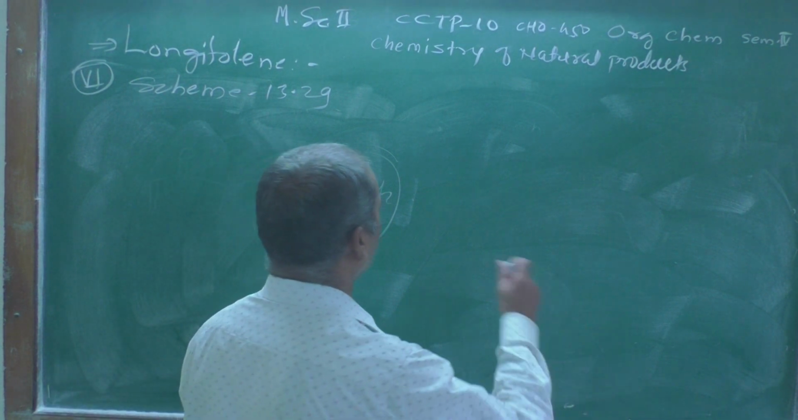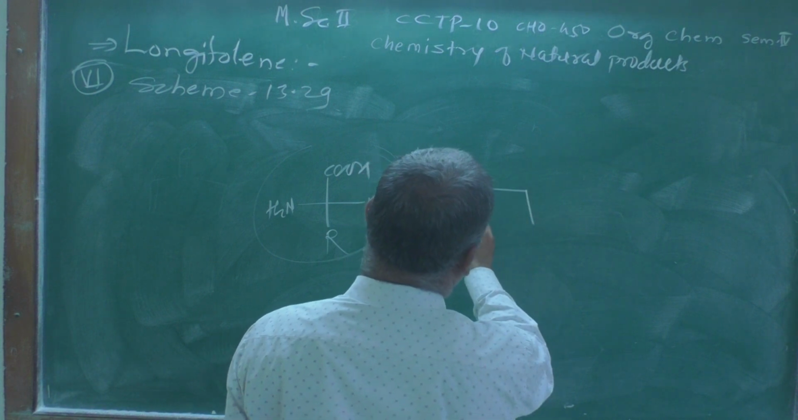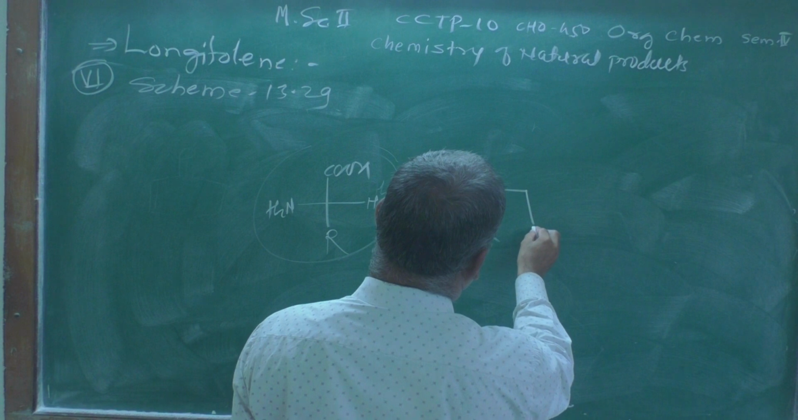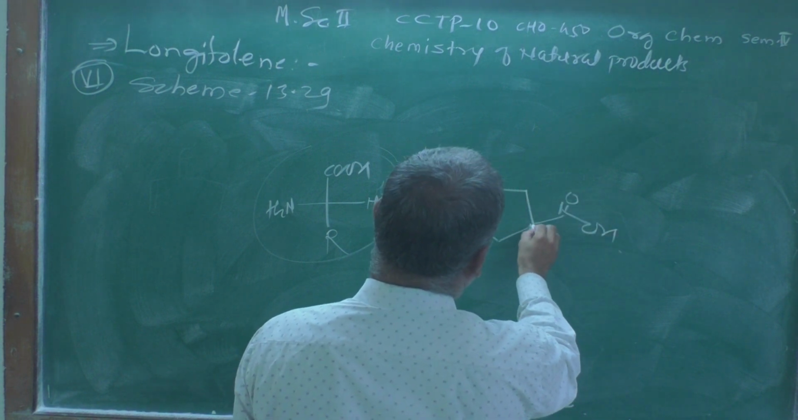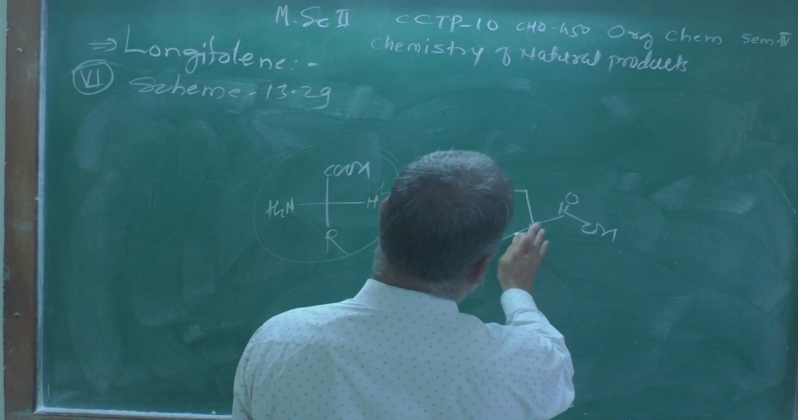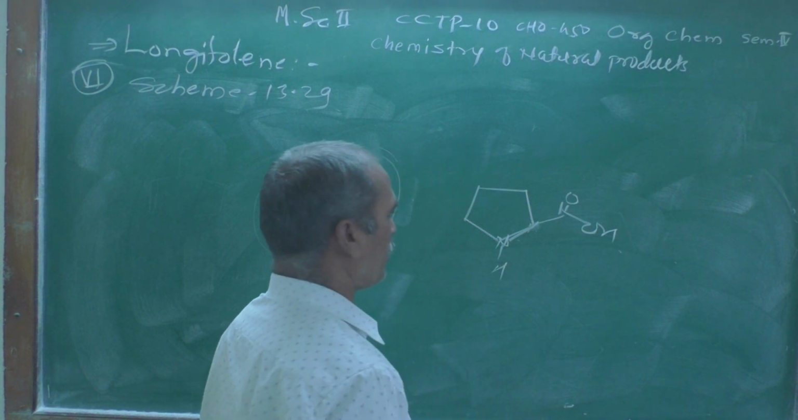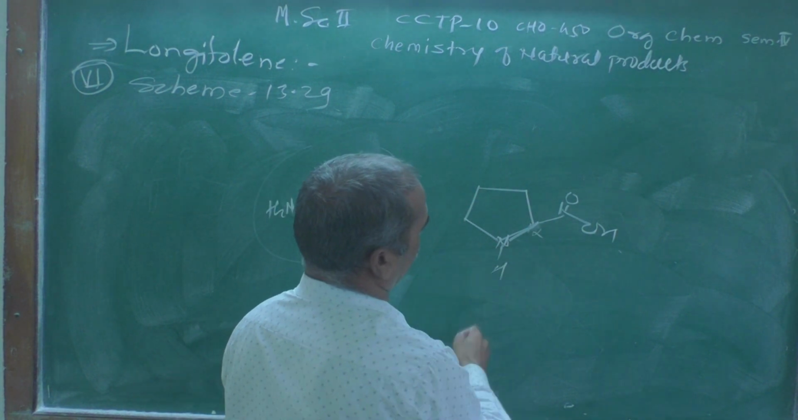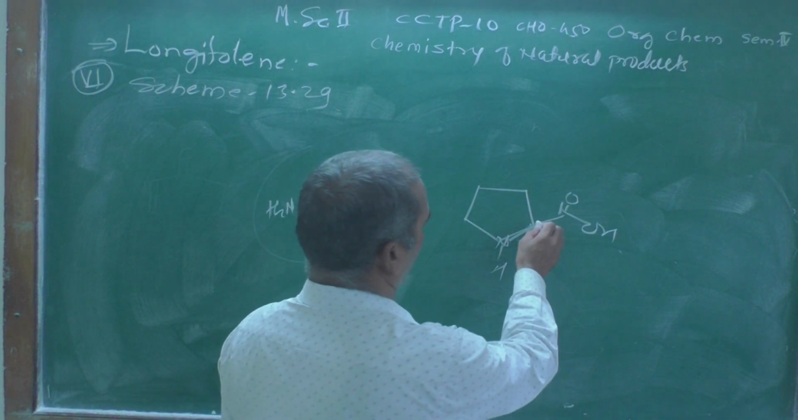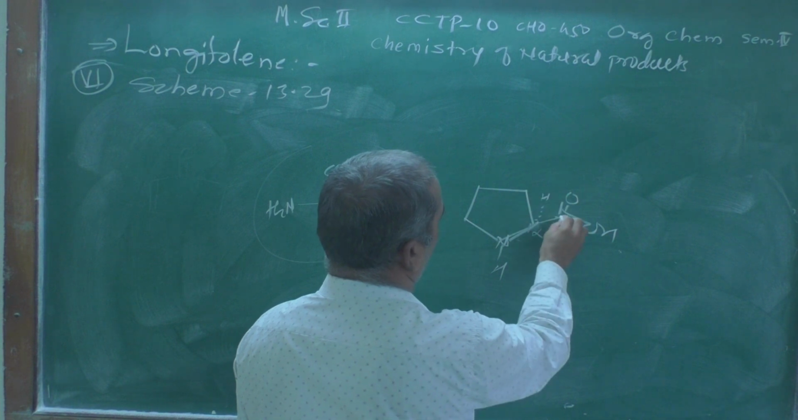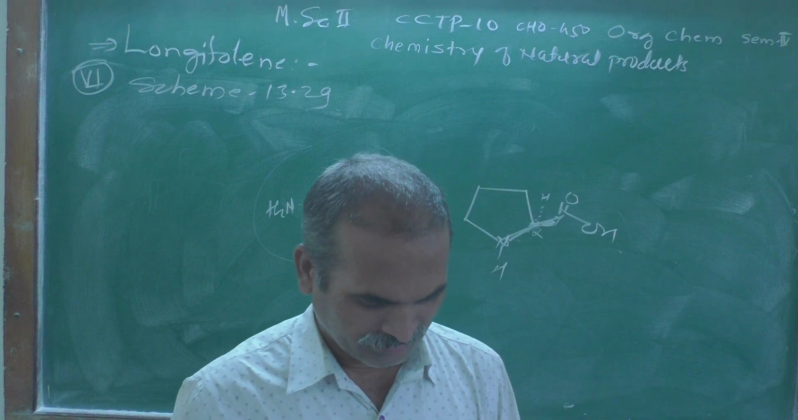And L-proline here generally has this structure: C double bond OH, and here N, with H. This is a secondary amino acid. At the alpha side there is an amino group, so this is proline. Here you can write a hydrogen atom and a methyl group, maybe above the plane; that is L-serine.